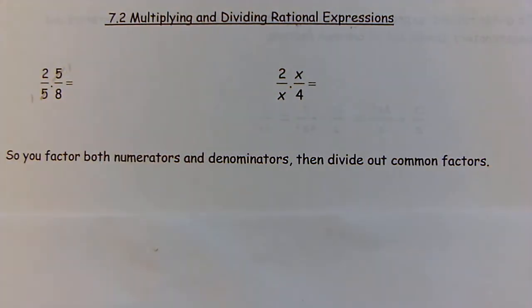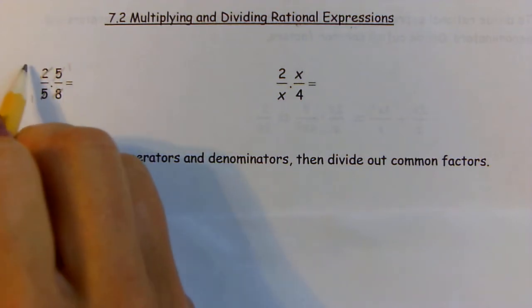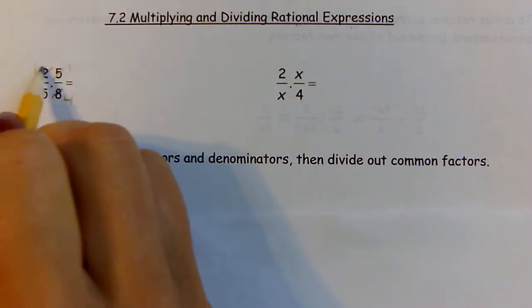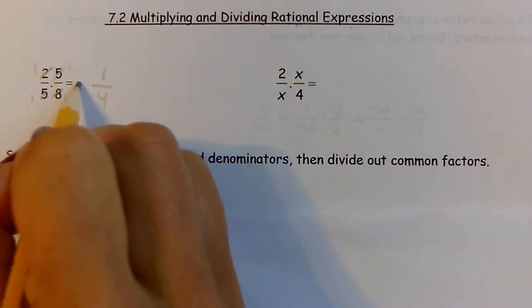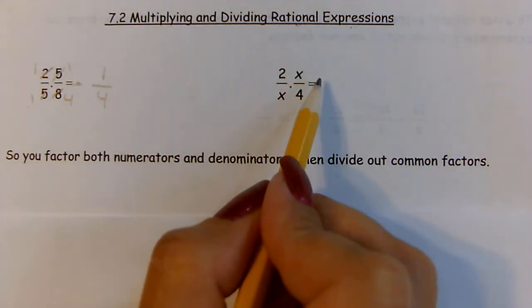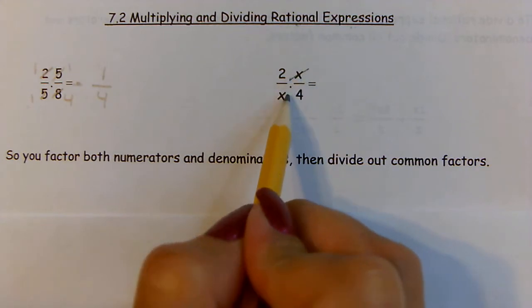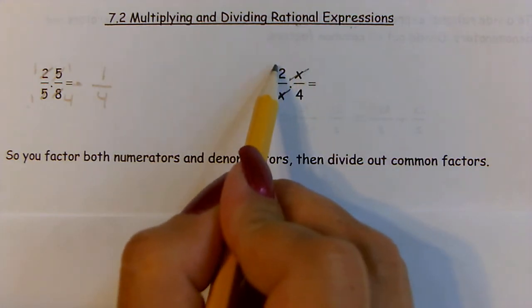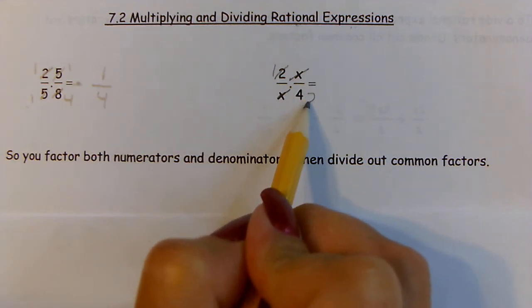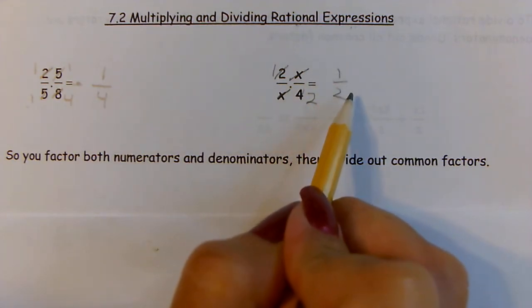There's a 5 on each of them. 2 over 8 reduces to 1/4. Multiply across, multiply across. We're here. The x's will simplify out to 1 whole, and 2 divided by 2 is 1. 4 divided by 2 is 2, so it reduces to 1/2.